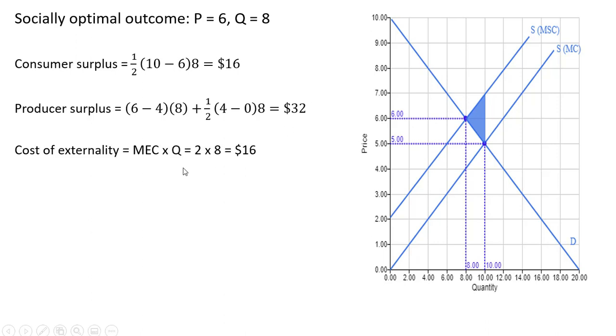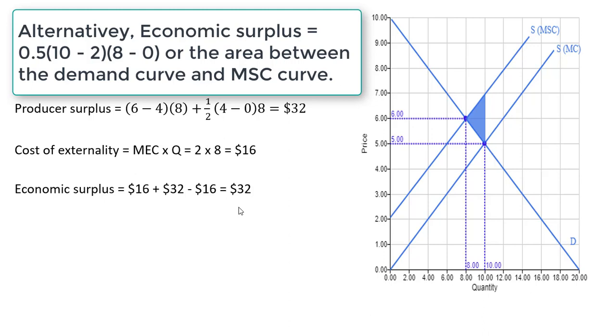And now there is still a cost of the externality. 8 units are being produced, and these 8 units create negative externality of $2 per unit, or $16 in total. So the total economic surplus, 16 plus 32 minus 16, is $32. You'll notice this is slightly higher than under the competitive outcome.